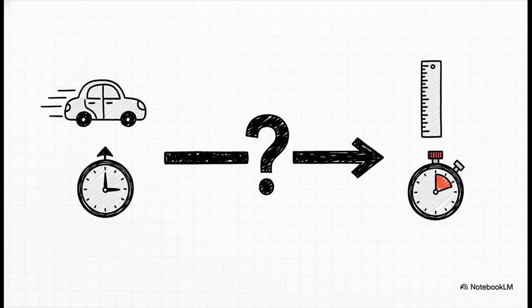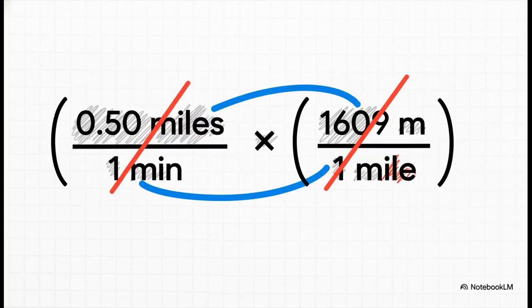So now we've got two jobs to do. We have to convert miles to meters, and we have to convert minutes to seconds. The cool part is we can just chain these conversions together. So first things first, let's get rid of miles. We multiply by the conversion factor for miles to meters. Notice again, we put 1 mile on the bottom so it cancels out the mi in our original speed.